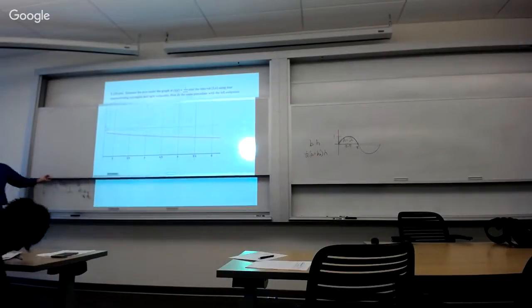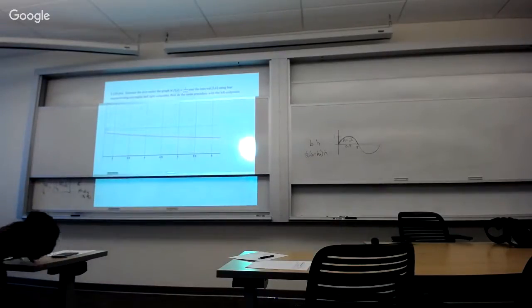All right, so here we go. It says estimate the area under the graph of f of x equals 1 over x plus 3 over the interval 3 to 6 using 4 approximating rectangles and right endpoints. Then do the same procedure with left endpoints. Tell you what, we can just do that for now. Right endpoints. Let's just focus on doing the right endpoints. So we're going between 3 and 6.